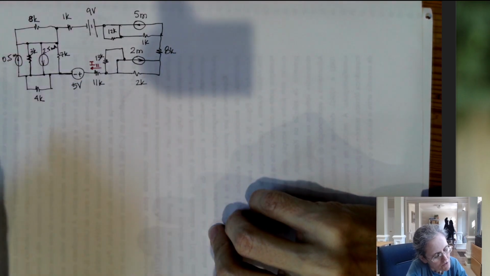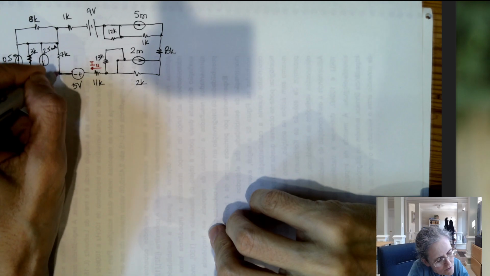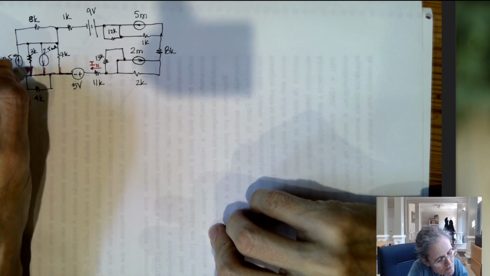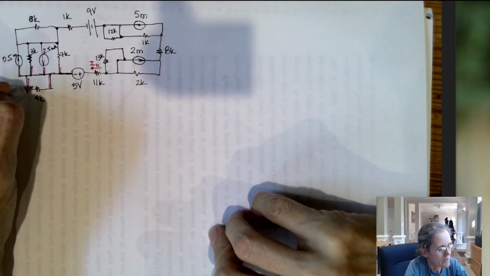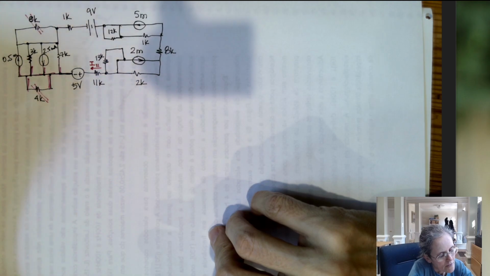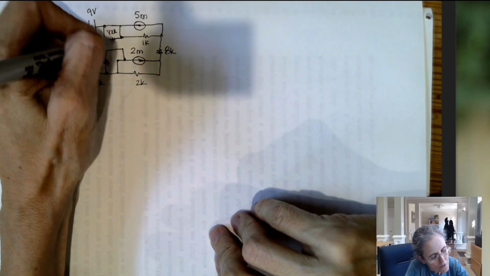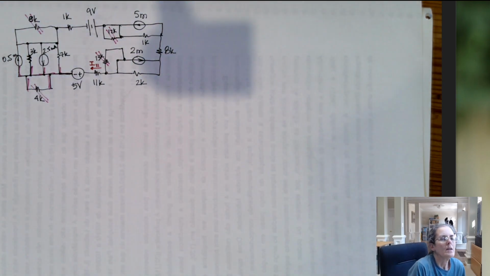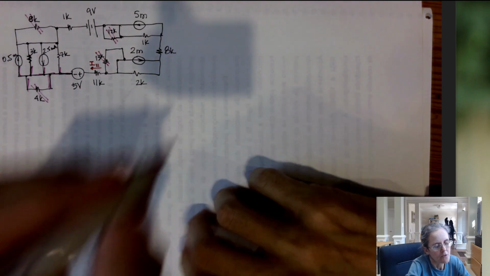And so there are several resistors here that have the node on this side. This is the same node there and here. So because this 4K is shorted out, I'm not going to use it. Same thing with the 8K, same thing with the 13K, same thing with the 12K. So these are all shorted out resistors.